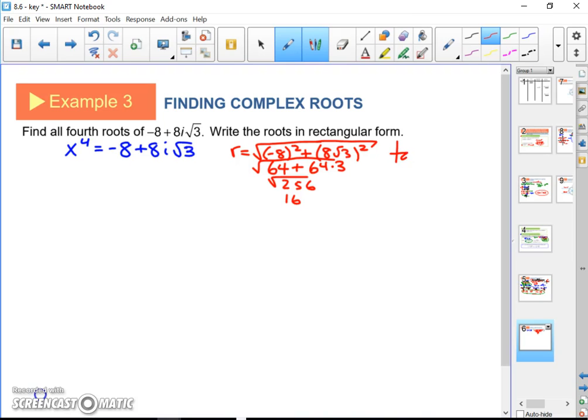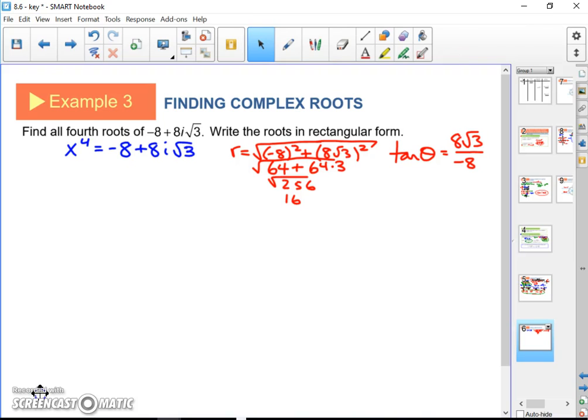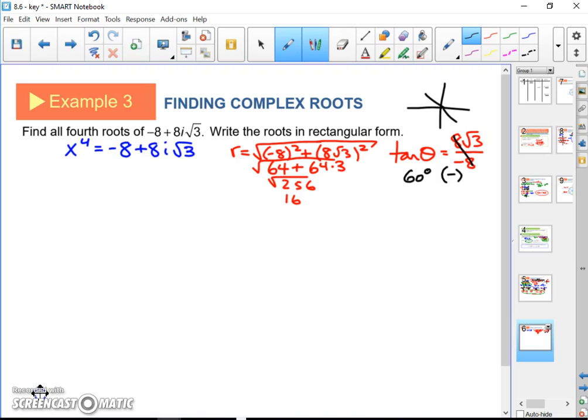So then we also need theta. Tangent theta equals the y part over the x part. These 8s would cancel, and I'm looking at tangent theta equals negative square root of 3. Look at your chart. What angle is going to give me that square root of 3? It's going to be 60. So we're looking at 60 degrees where tangent is negative, so it's either quadrant 2 or 4.